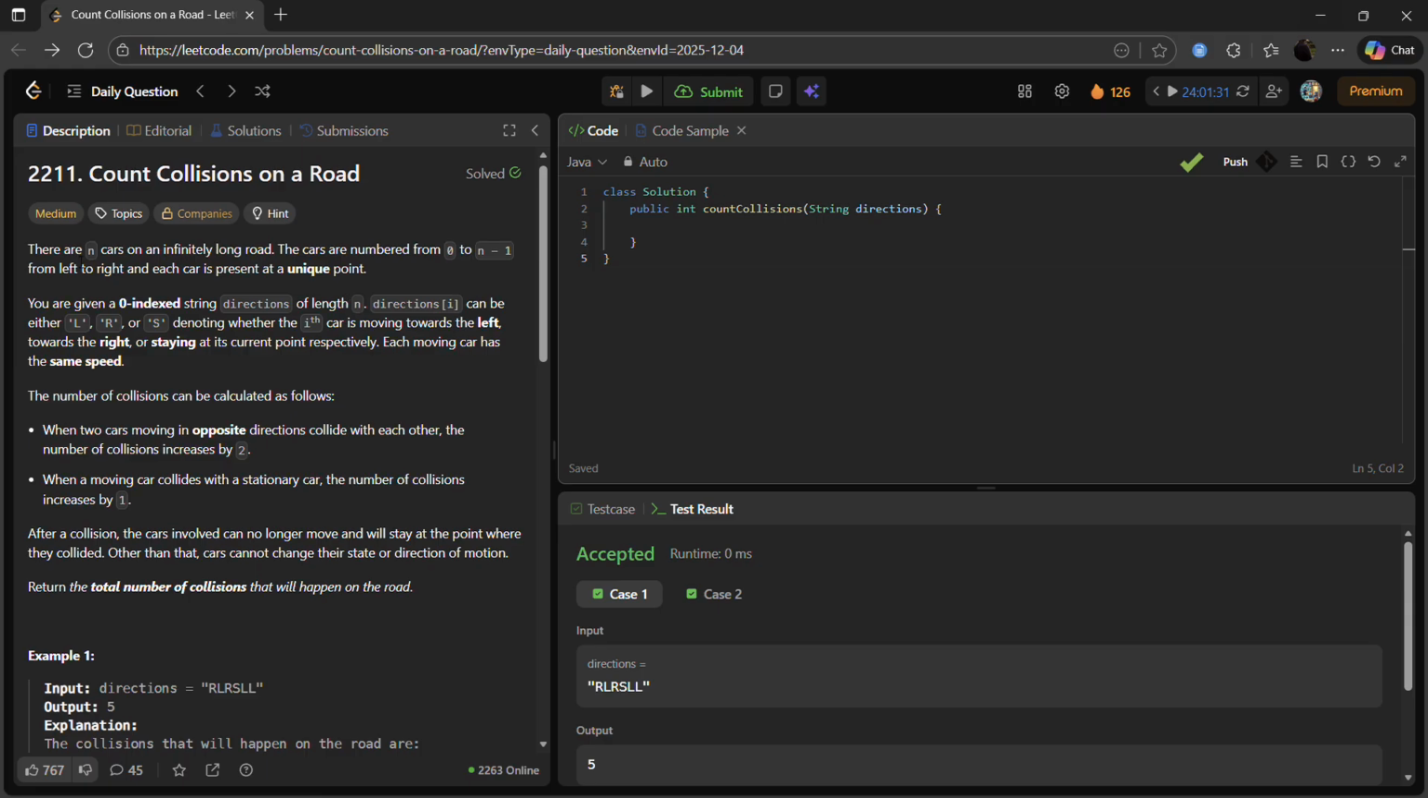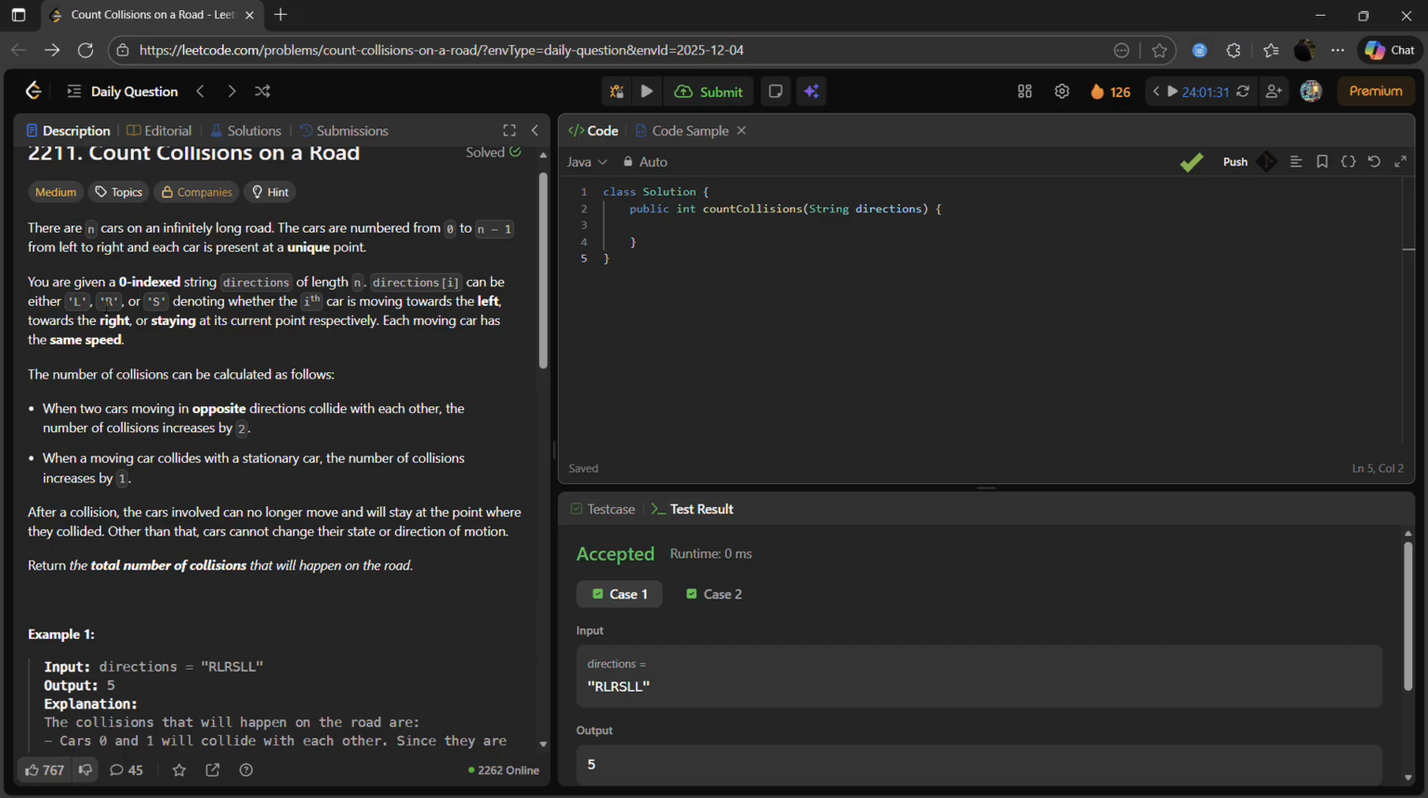There are n cars on an infinitely long road. The cars are numbered from 0 to n minus 1, from left to right, and each car is present at a unique point. You are given a zero-indexed string directions of length n. Directions[i] can be either L, R, or S, denoting whether the ith car is moving towards the left, towards the right, or staying at its current point respectively. Each moving car has the same speed.